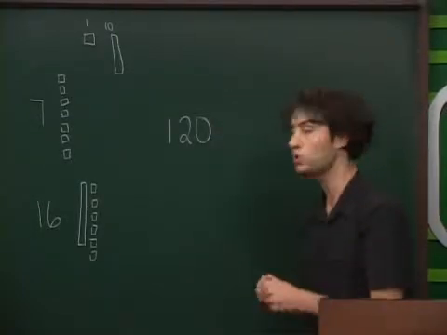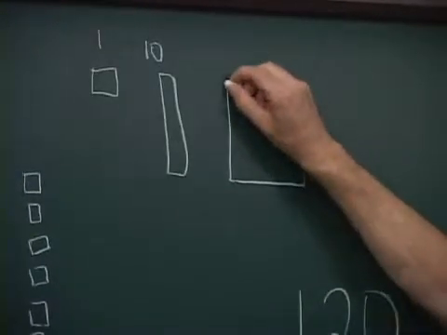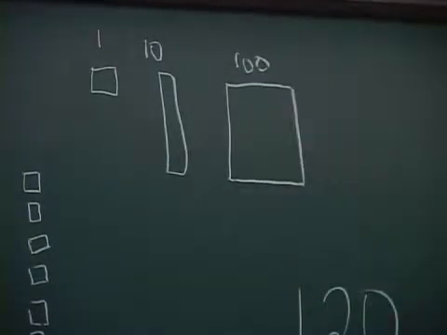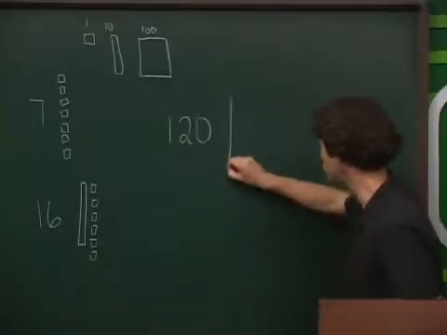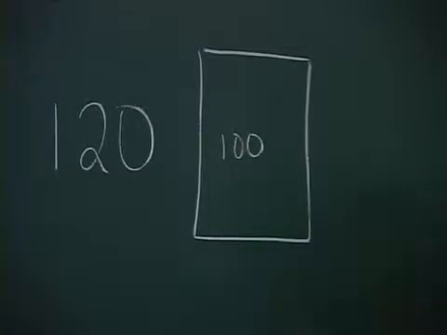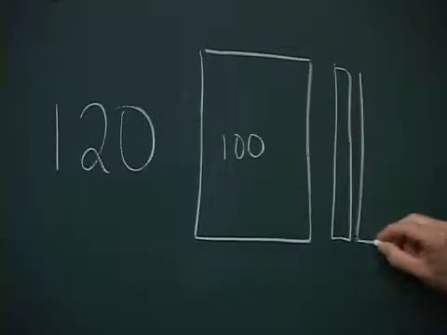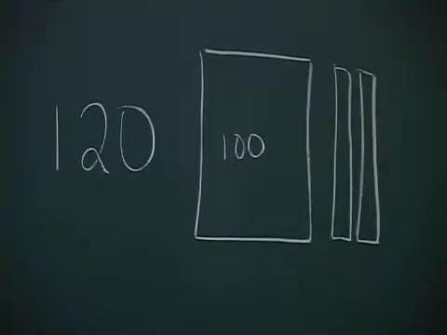But what if I told you that a big square was equal to 100? Then what you could do is just put a big square, which would equal 100, and 2 lines, like that. It gives you 120.